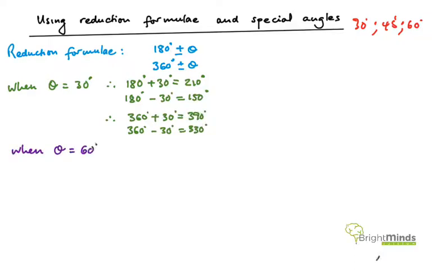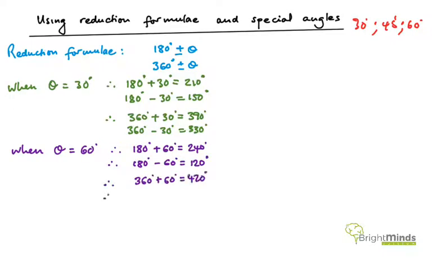When my theta is 60 degrees, 60 degrees is one of my special angles. So I can have 180 plus 60, I get my answer, which is 240. 180 minus 60 is 120. 360 plus 60 is 420. 360 minus 60 is 300.